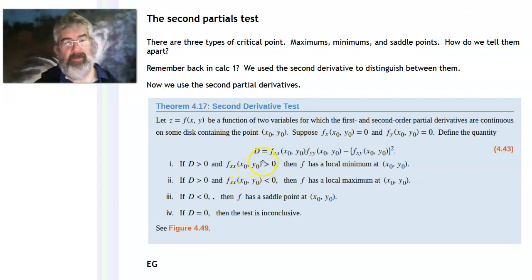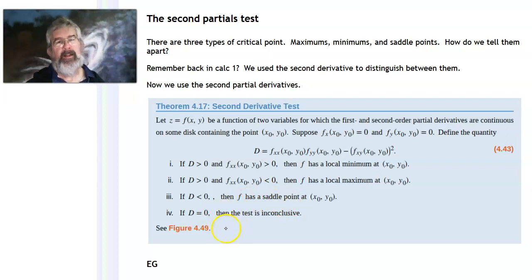Now, the theorem says that if D is greater than 0, then this is a local max or a min. And we decide by looking at the second partial with respect to x. If that's positive, that means this is concave up in the x direction, so it must be a local minimum. Likewise, if fxx is negative, that means it's concave down, and we must be at a local maximum. If this D turns out to be negative, then this is a saddle point, and if D equals 0, then this doesn't tell us anything.